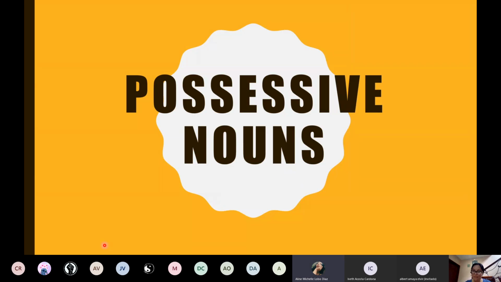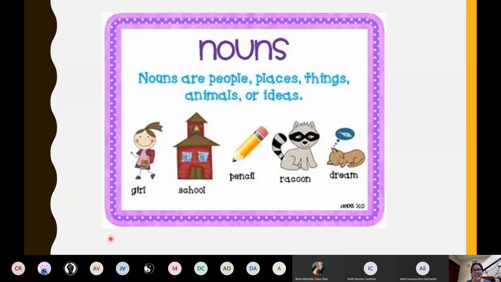But before going to the next page, we are going to see what possessive nouns and possessive adjectives are. First, we are going to remember that nouns are people, places, things, animals, or ideas. For example, a girl is a noun because it's a person. School is a noun because it's a place. Pencil is a thing. Raccoon is an animal. And dream is an idea, like love or a feeling. Okay? So, do you remember what nouns are? Places, people, things, animals, and ideas.